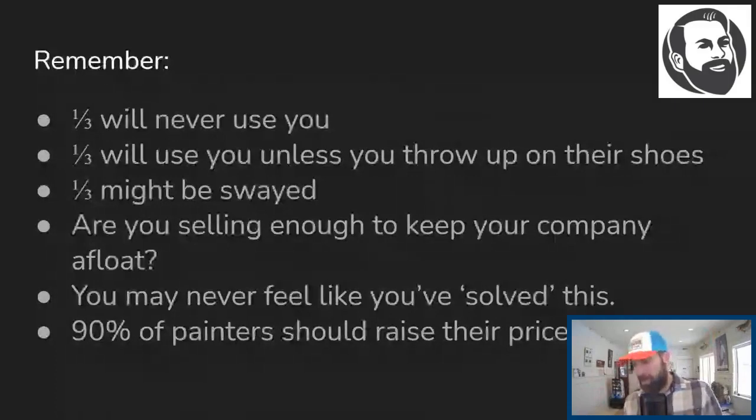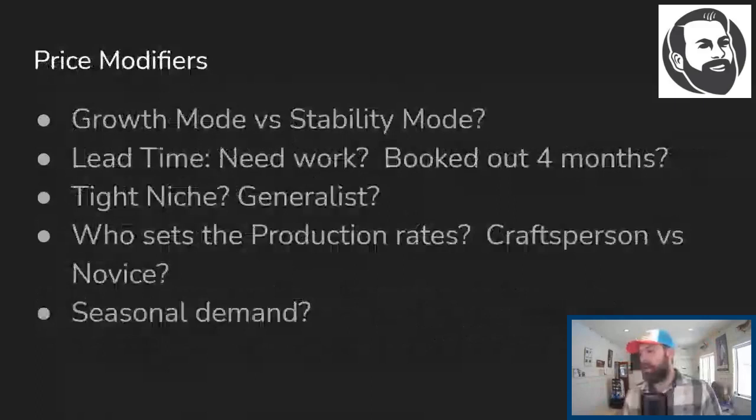Price modifiers. Again, are you growing aggressively or are you in stability mode? You may need to fill a pipeline with jobs, so you may need to price your jobs more aggressively. This changes price there. Lead time. If you're booked out 4 months, maybe you don't need to price that aggressively. Maybe you can price a little bit higher. What if you have a tight niche versus a generalist? I'm a generalist. We do lots of stuff. If you just do cabinets, you may have to price way more aggressively because you're only after one thing.